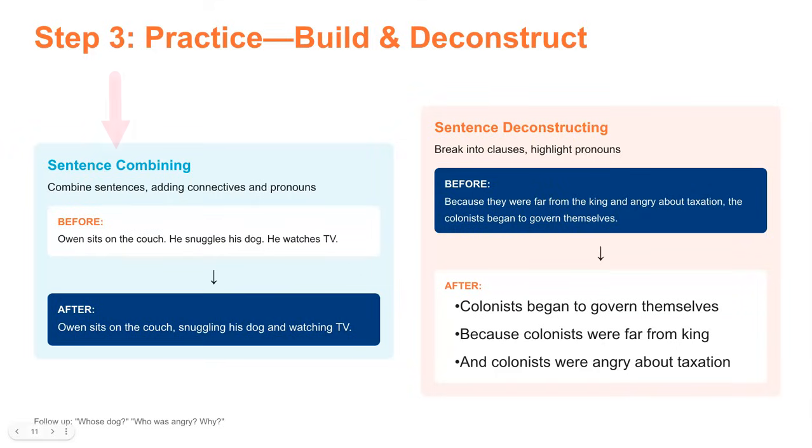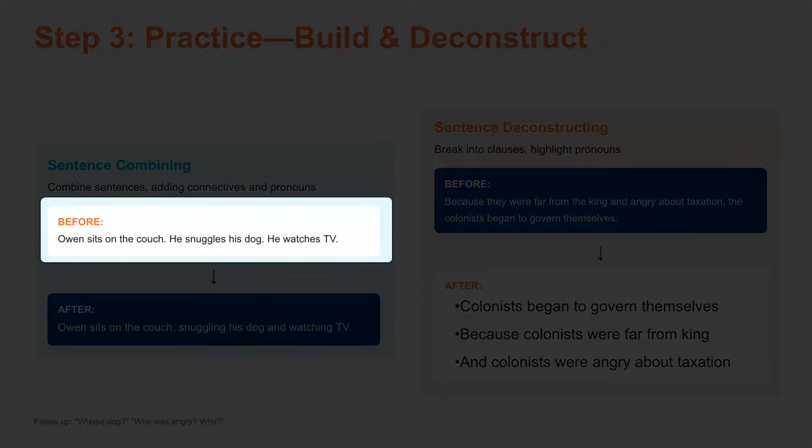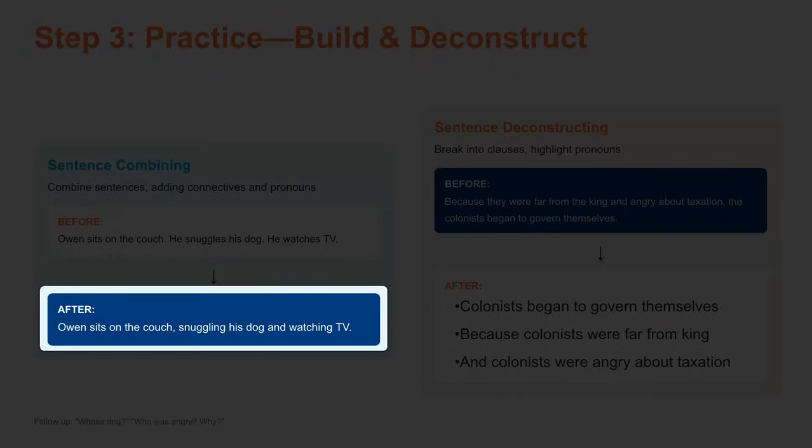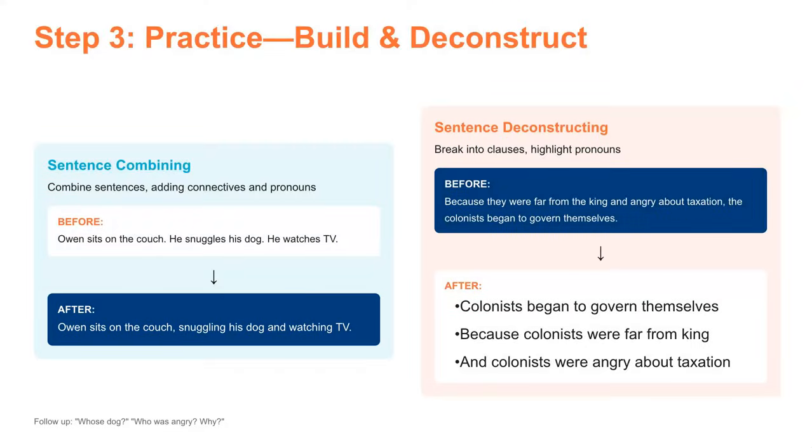Step 3 has 2 key activities, sentence combining and sentence deconstructing. In sentence combining, students take simple sentences and combine them, which means adding or eliminating connectives and pronouns. For example, the original sentences were, Owen sits on the couch, he snuggles his dog, he watches TV. Combined, they would be, Owen sits on the couch snuggling his dog and watching TV. Now, notice how we combine 3 choppy sentences into one smooth sentence using participle phrases.